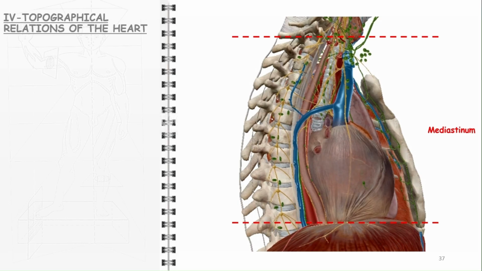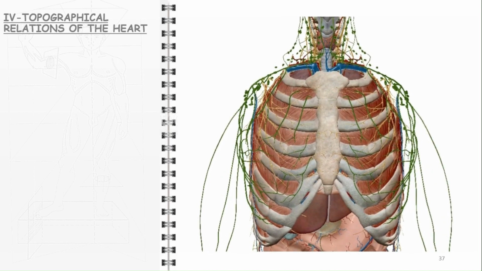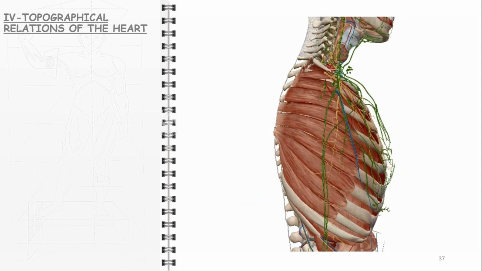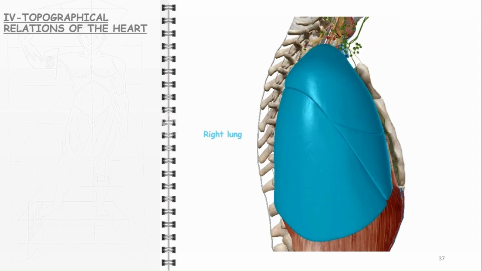The next chapter in our video is the topographic anatomical relations of the heart. The heart occupies 2/3 of the anterior mediastinum. The heart is in contact, through its pericardial coverings, with the walls and contents of the thoracic cavity. That are the muscles of the thoracic wall, the ribs, and the lungs.